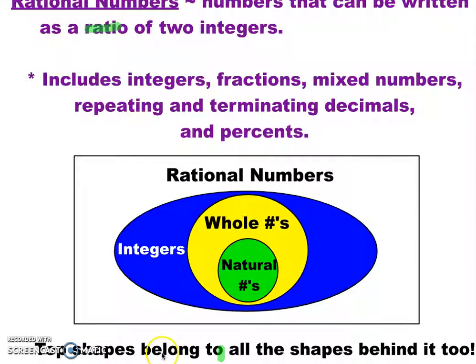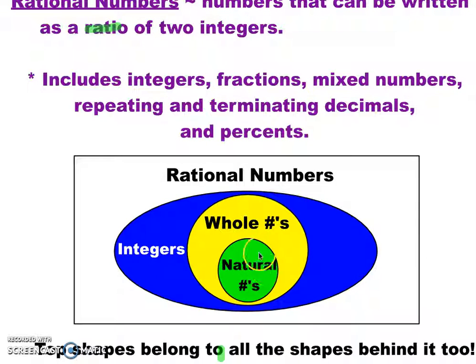So the top shapes belong to all the shapes behind it too. What that means is integers are rational numbers. Whole numbers are integers and are also rational numbers. Natural numbers are natural numbers, but they're also whole numbers. They can also be defined as integers, and they can also be defined as rational. But when you are defining them, you're going to want to give all of the types.